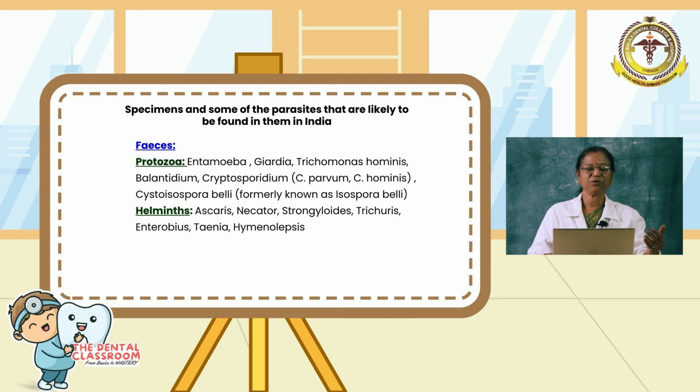Next is helminths. The helminths observed in feces are Ascaris, Necator, Strongyloides, Trichuris, Enterobius, Taenia and Hymenolepis.